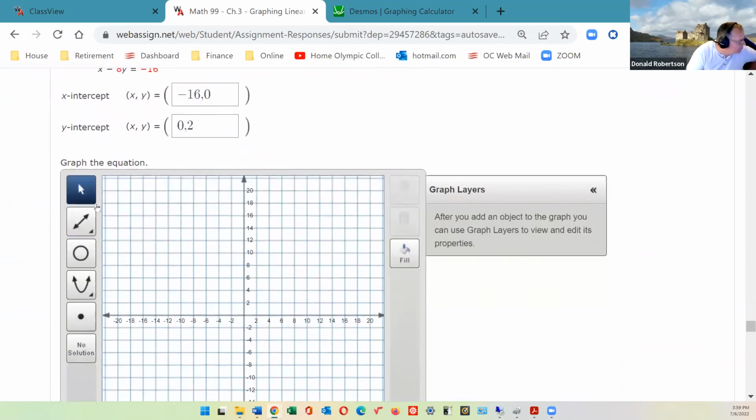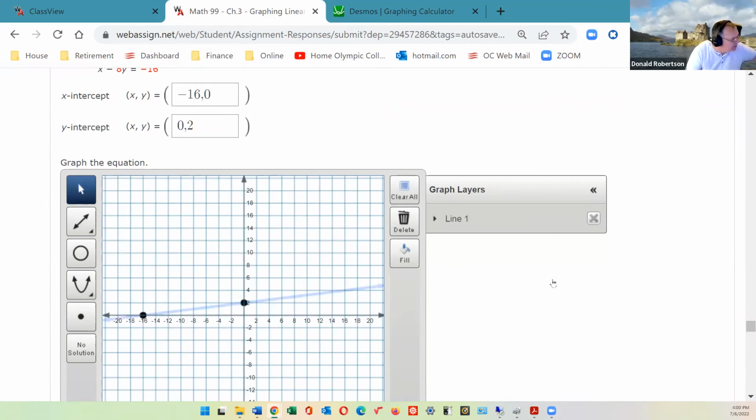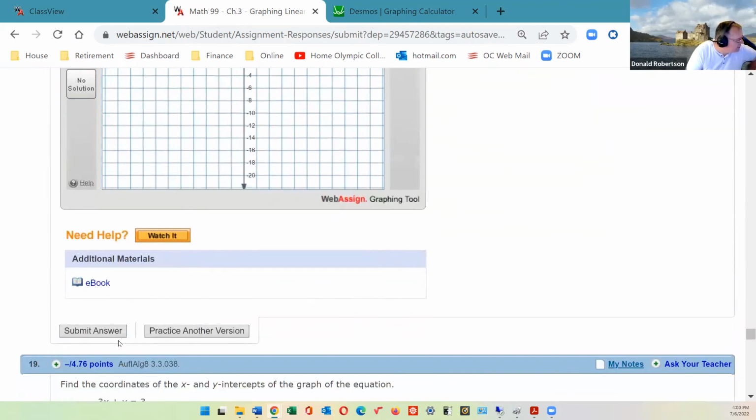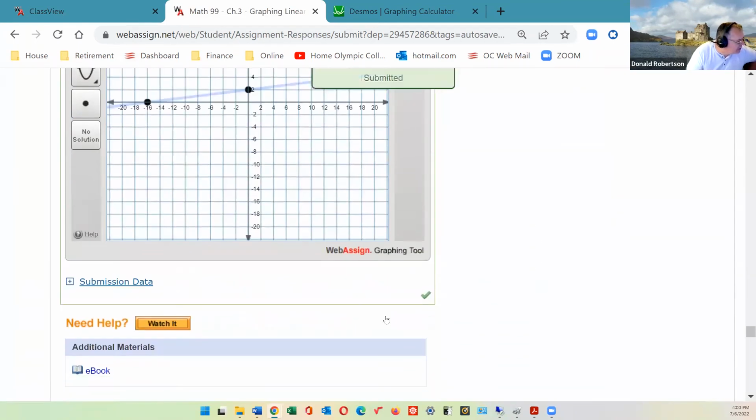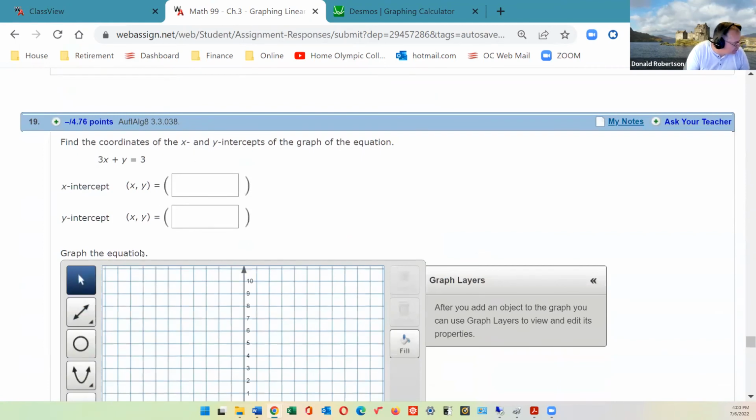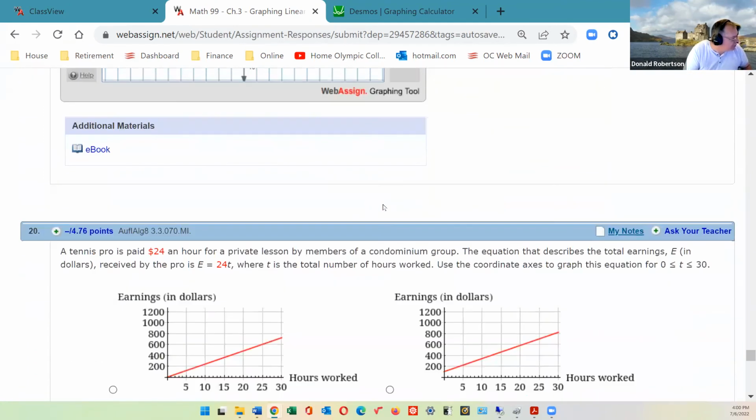Now, if you go to your grid here, you choose that choice, and you want (negative 16, 0), you click on that point, and you want (0, 2), you click on that point, and there is the line that they want. I'm now going to submit the answer, and I want to see a straight line with a nice green check mark, which it is. So I know I've done it correctly. Here's another example of the same type of question.